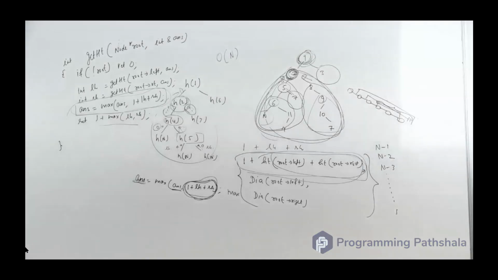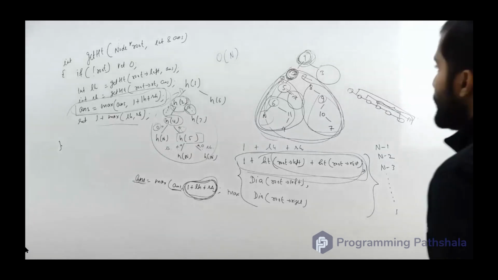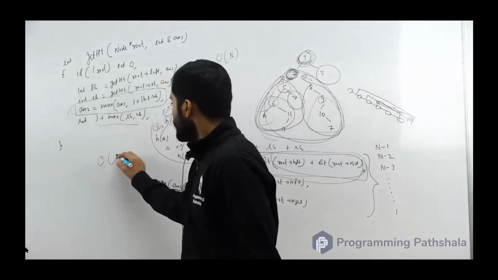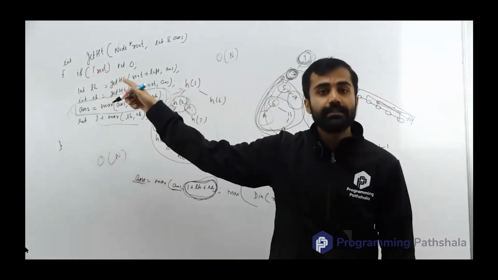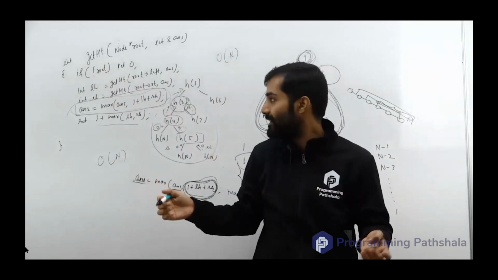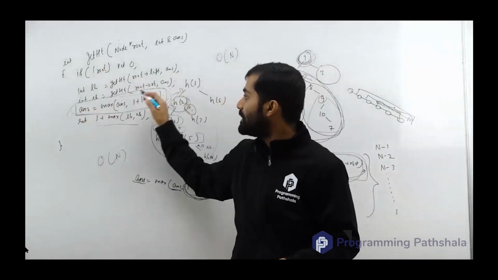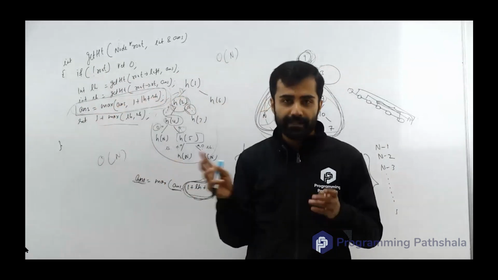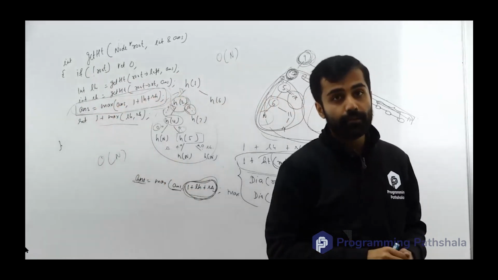And what will be the time complexity of this code? Will it still be order n square? The answer is no. It will be order n, because the complexity of the height method was order n, and you are doing nothing to change it. You have just added one new line, which is doing some constant number of operations at each node. So it will continue to be order n.